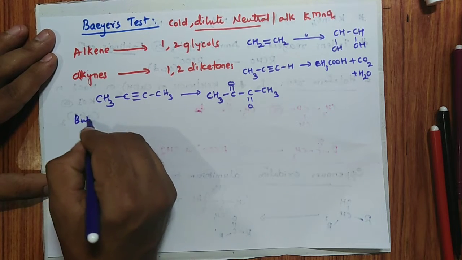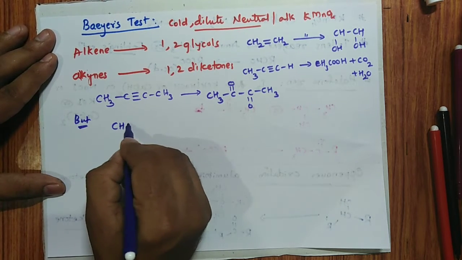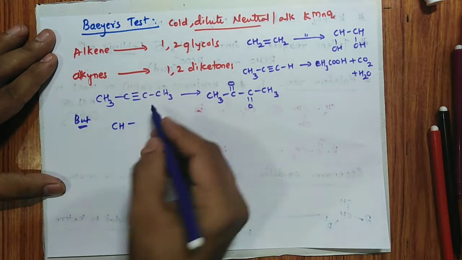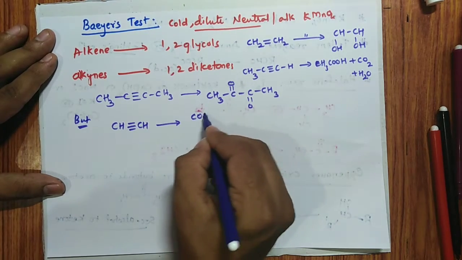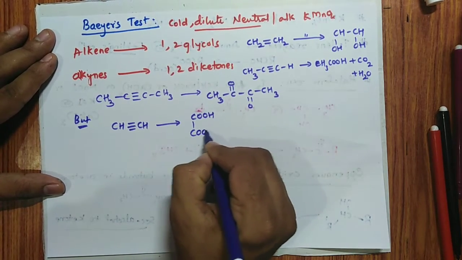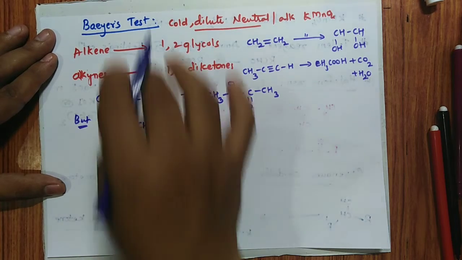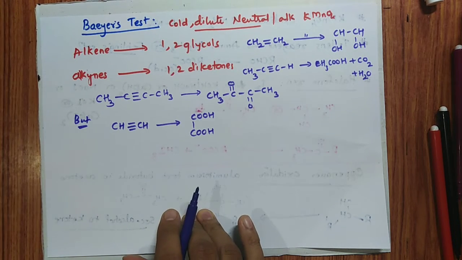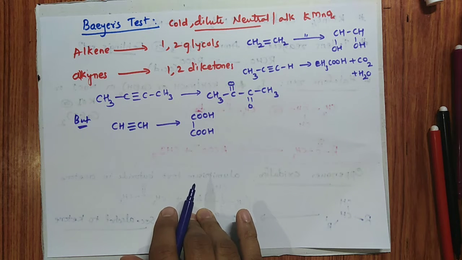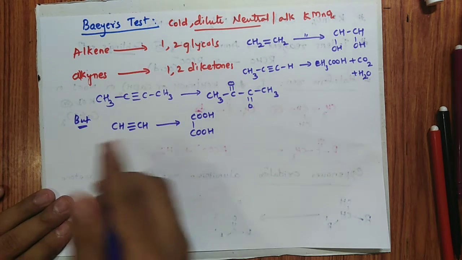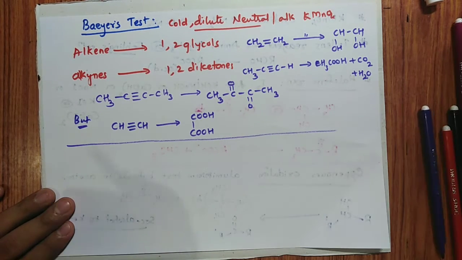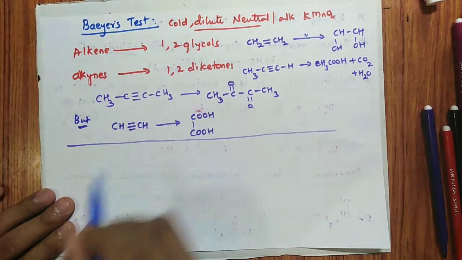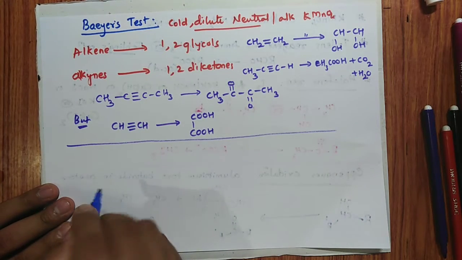But very important, if it is alkyne, that is ethyne, CH triple bond CH, then you are going to get COOH like this. And Bayer's test is used to distinguish unsaturated compounds, alkenes, unsaturated hydrocarbon, from saturated hydrocarbon. Very, very important, remember this part. So next we'll move to this. See, here I have taken cold, dilute, neutral, right?